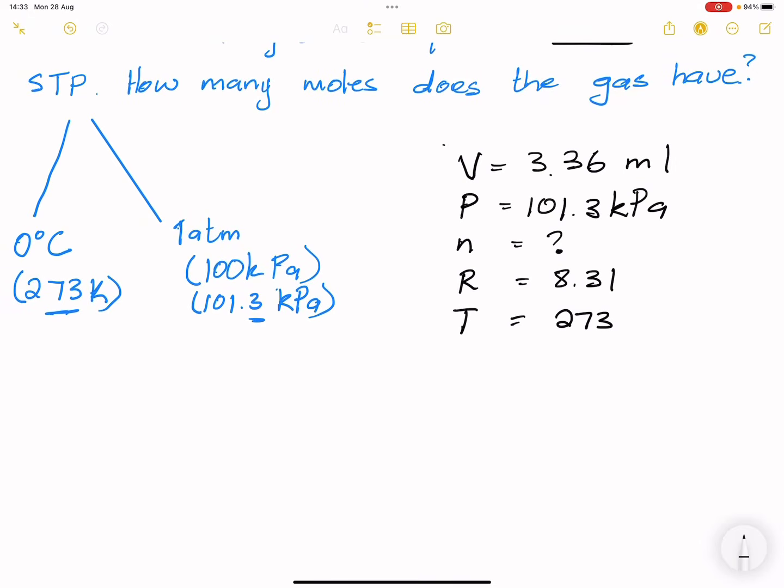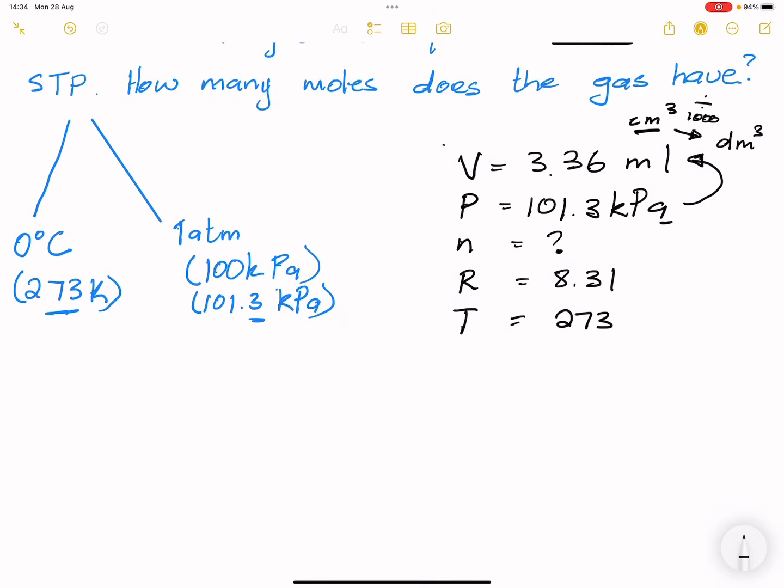Now please note, in this case our pressure is in kilopascals, which means this volume has to be in cubic decimeters. Remember that milliliters are the same as cubic centimeters, right? Now, how do I convert from cubic centimeters to cubic decimeters? All I need to do is divide by 1,000, right? So divide by 1,000.